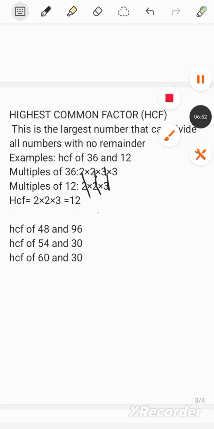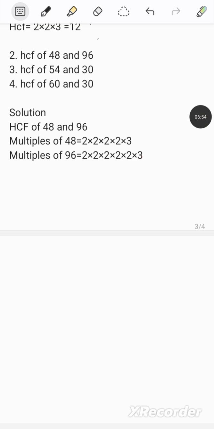Let us begin. The multiples of 48 is 2 times 2 times 2 times 2 times 3, basically 2 to the power of 4 multiplied by 3. And the multiples of 96 are 2 times 2 times 2 times 2 times 2 times 3, basically 2 to the power of 5 times 3. Now, we are to find the numbers common to both of these.